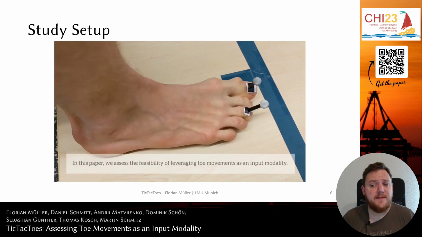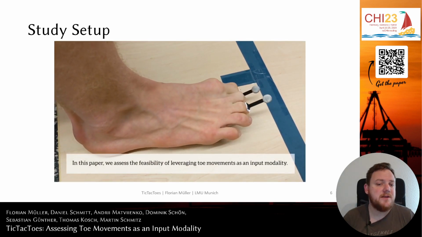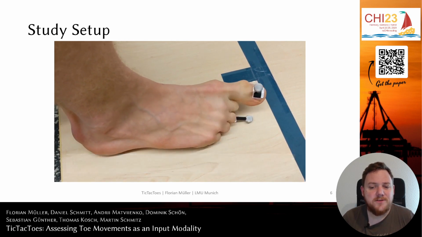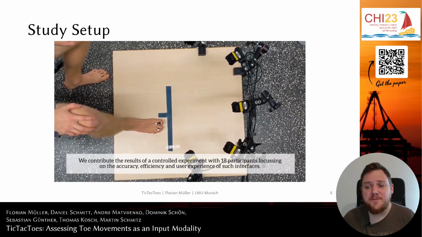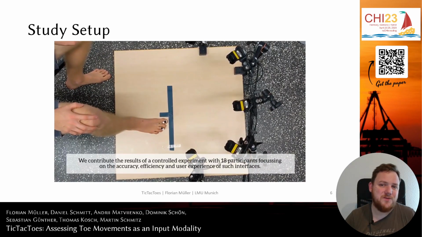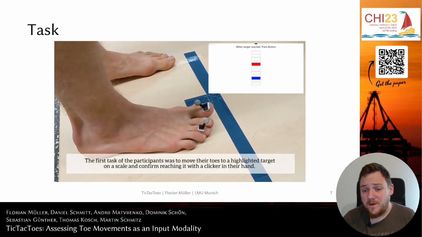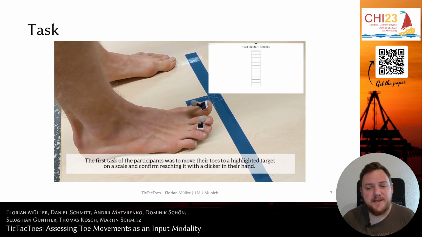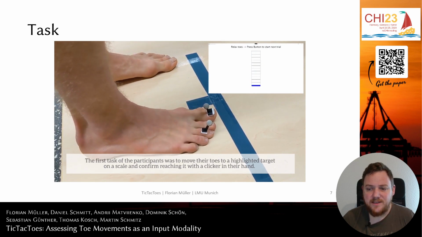To accurately track the participants' toe movements, we used an optical tracking system and attached reflective markers to the hallux and the third toe. We then calibrated the maximum movement range per participant and mapped our targets to this range. Now, what did we have our participants do? We placed them in front of a screen that depicted the scaling. You can see it here on the slide.